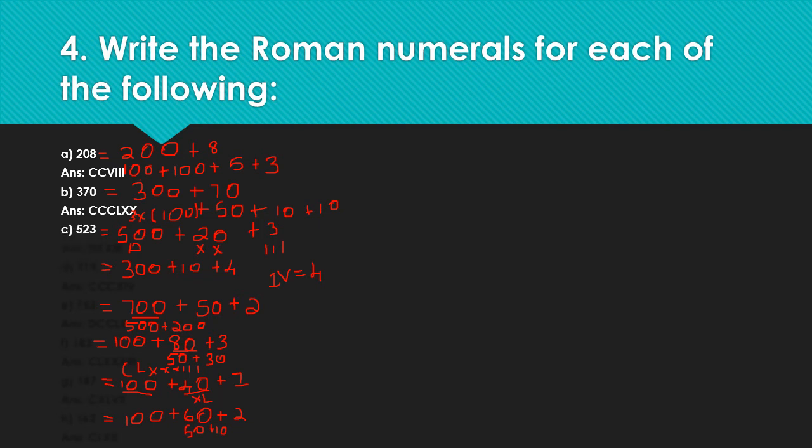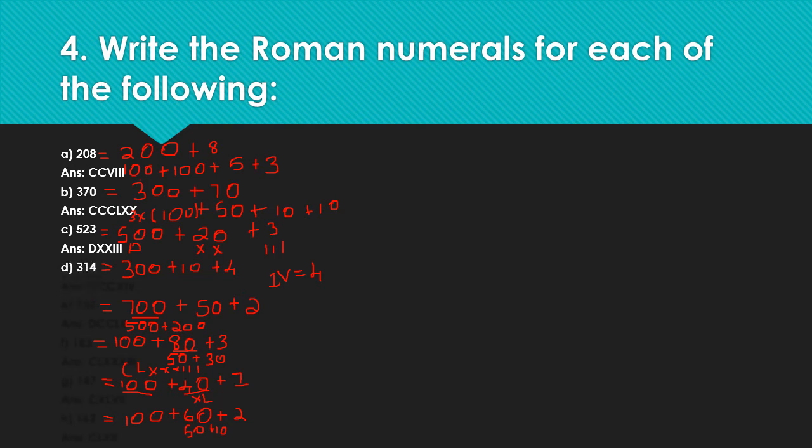Next 523. So 523 you can split as 500 plus 20 plus 3. 500 stands for D. Then 20 you can write it as XX, that is 10 plus 10, XX. Then 3 is III. So now the answer will be DXXIII.